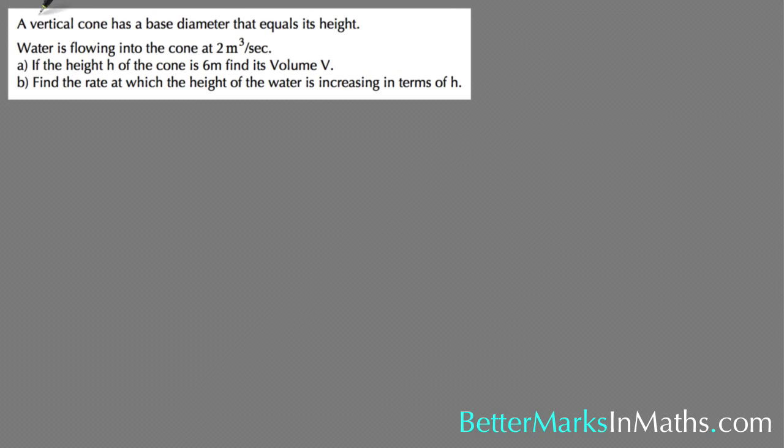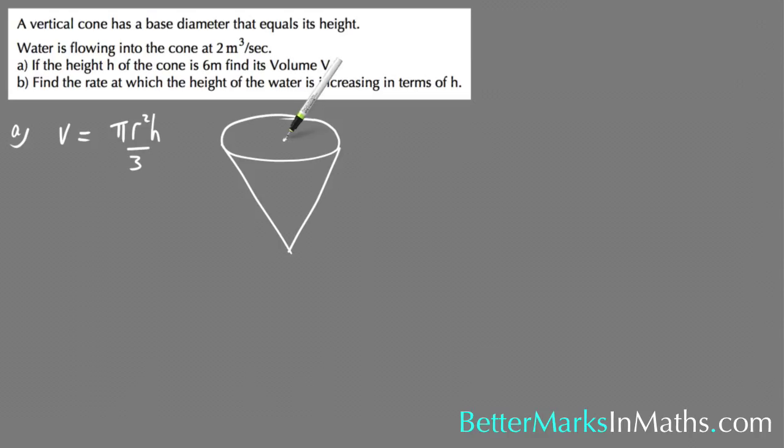In this question, a vertical cone has a base diameter that equals its height, and water is flowing into the cone at 2 meters cubed per second. And part A, if the height h of the cone is 6 meters, find its volume. So this is just figuring out the volume of the actual cone using the volume of a cone formula.